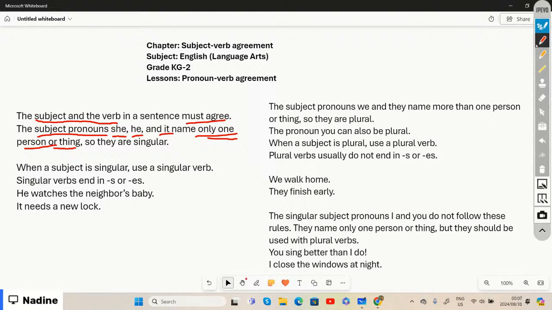All right. If we look at an example, it says when a subject is singular, which refers to one person, one animal, one place, or one thing, we need to use a singular verb. Right? And a singular verb ends in s or it ends in es. That is a singular verb.